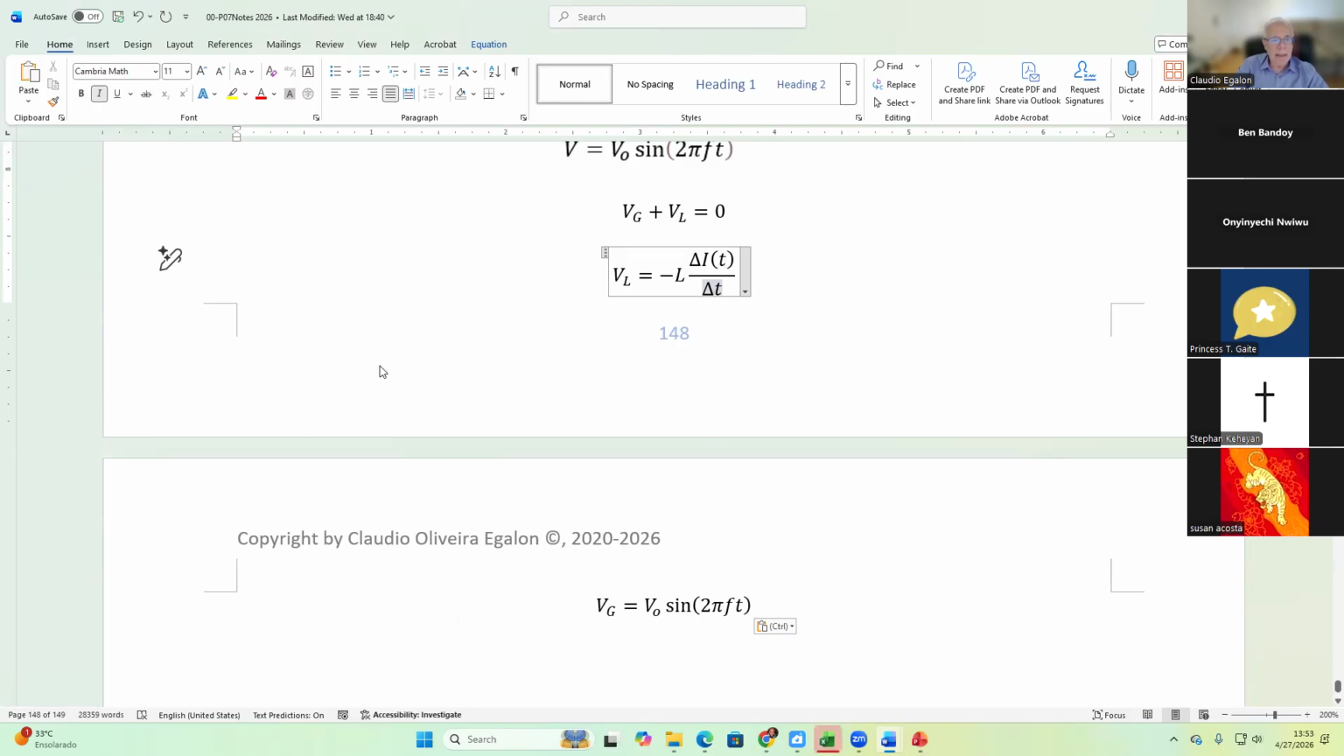Okay, and now we can substitute that in the equation. This is the equation for conservation of energy in the electric circuit. This one goes here. And we are done with item A.